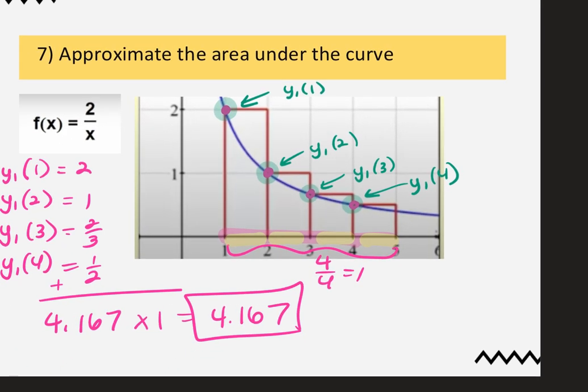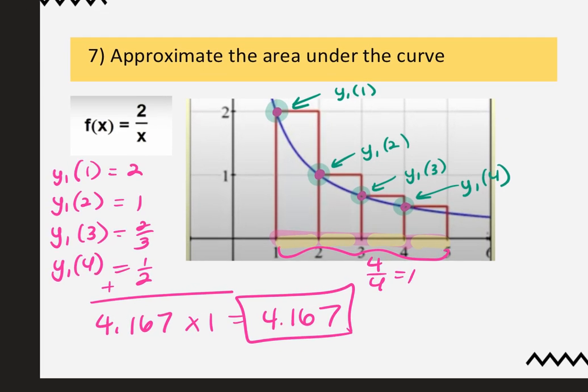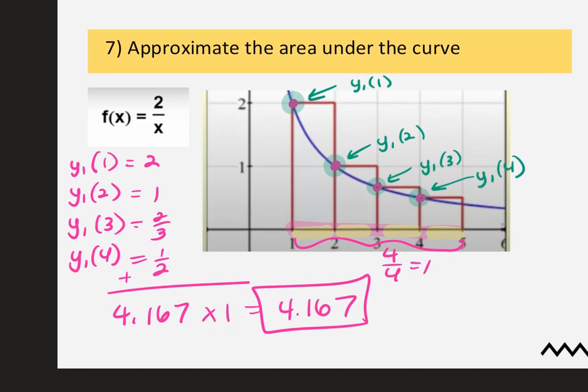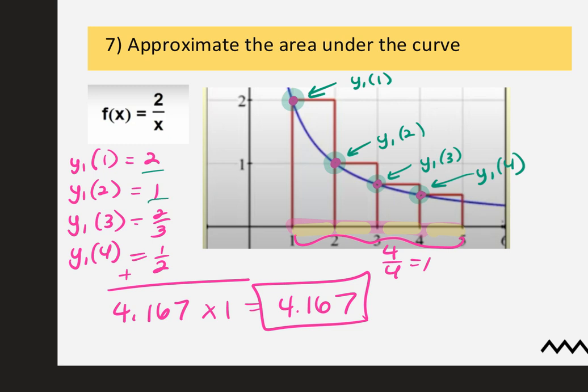So then this time you could plug it in. You could also use your graphing utility. 2 over 1 is 2. 2 over 2 is 1. 2 over 3 is 2/3 or 0.67. And 2 over 4 is 1/2 or 0.5. I could multiply them each by 1 and then add them together, or I could add them all together, multiply by 1, which doesn't change it. And so you should get 4.167.